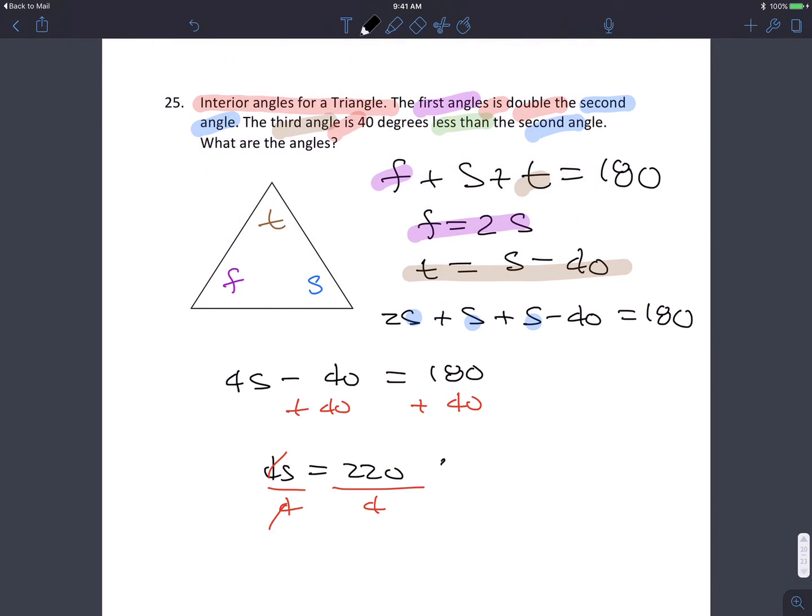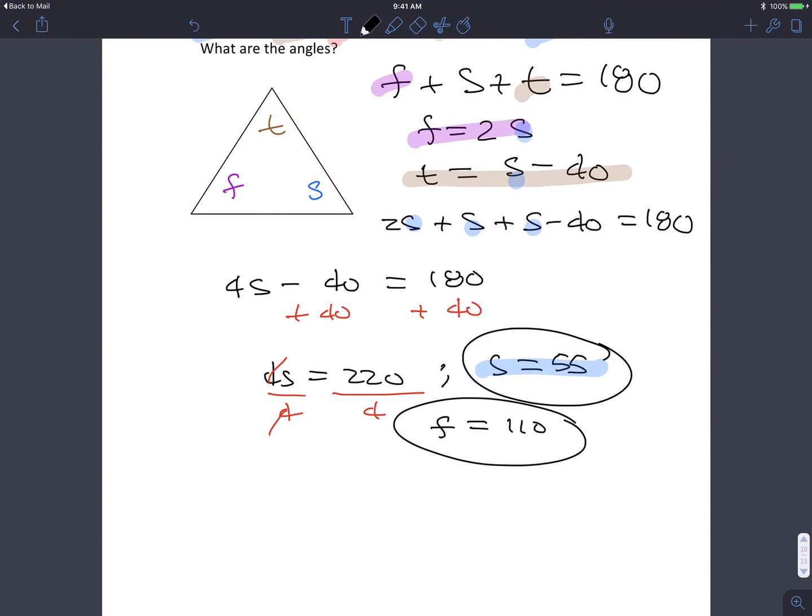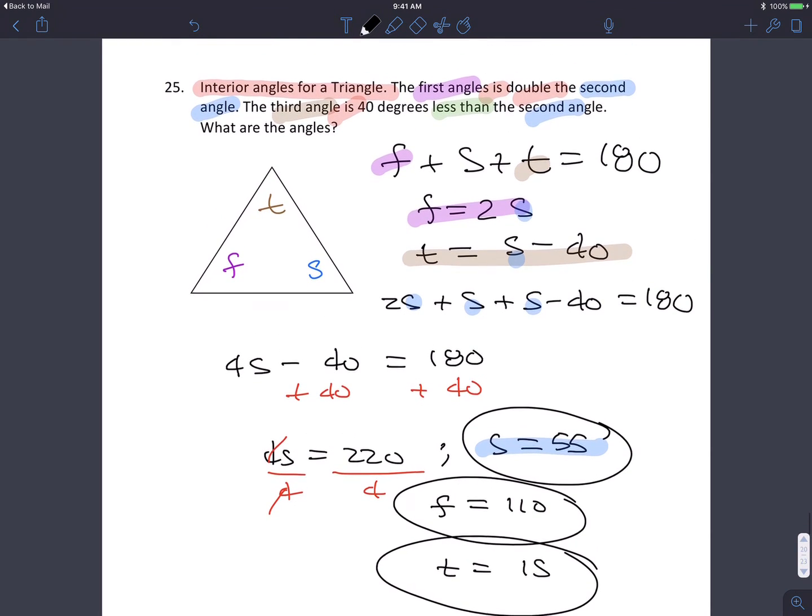Okay, so we need to know what S is. 220 divided by 4, that looks like S will be 55. Yeah. S is 55, so S is in blue. S is 55, plug it in here, plug it in here. Double 55 will be my first angle. So that'll be 110. And then finally the third angle would be minus 40. So the third angle will be 55 minus 40, which is 15. These are the angles.